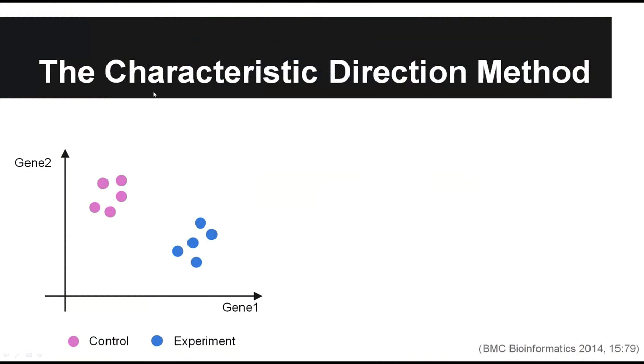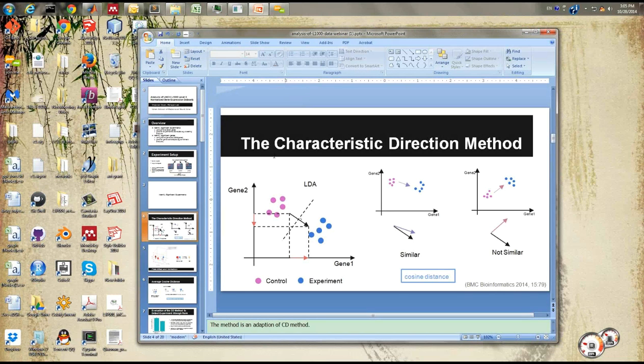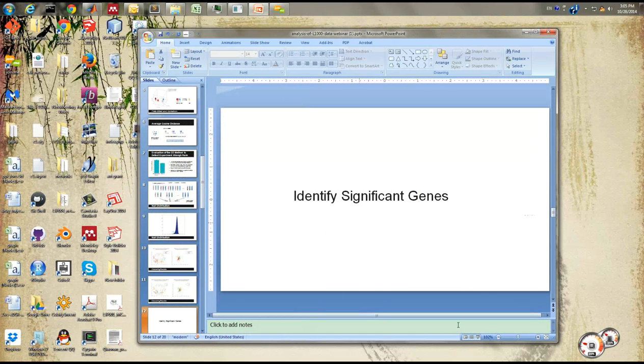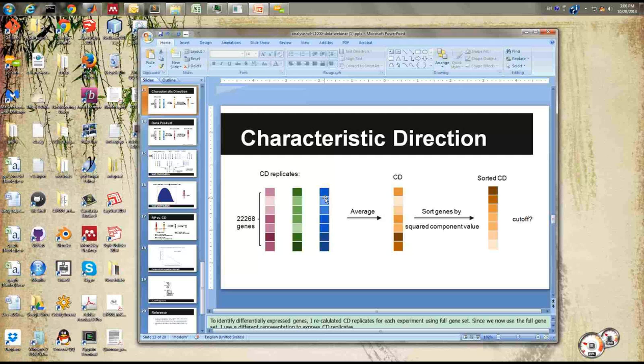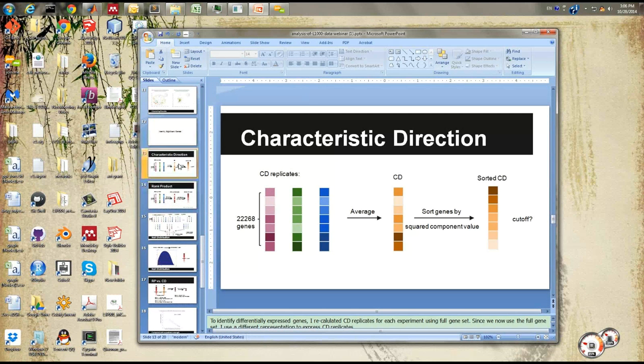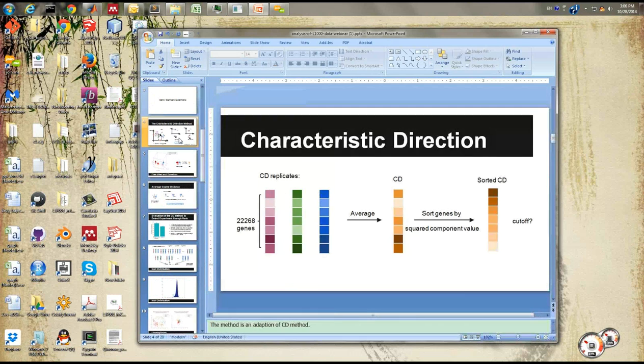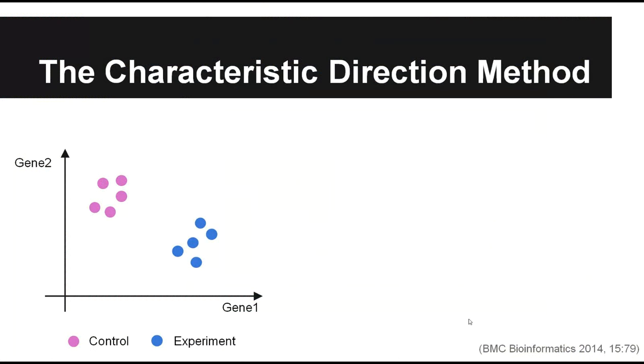Today I will talk mainly about how to identify significant genes. But before that, I think we need to do some recap on the method. So here is the characteristic direction method. You basically have control and experiment.